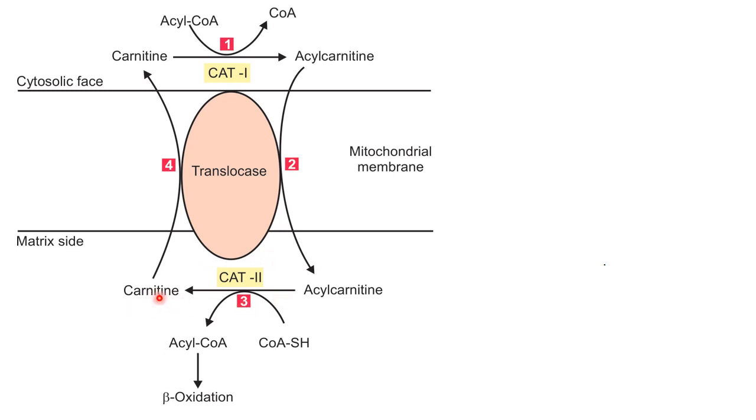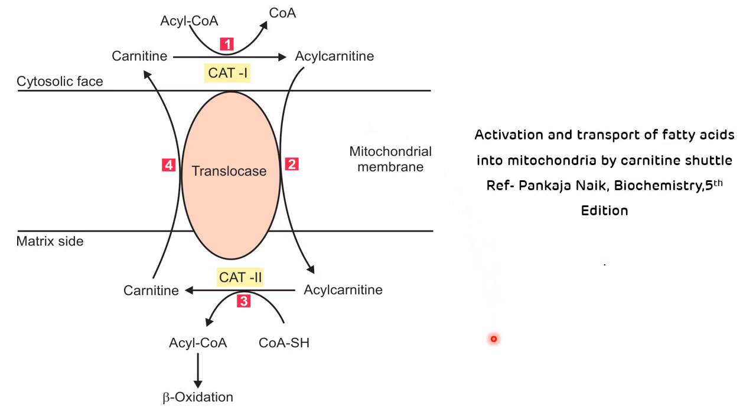Now the carnitine, which is released inside the mitochondria, is again transported to the cytosolic side with the help of the translocase enzyme. So this is how the transport of activated fatty acyl-CoA occurs inside the mitochondria. This carnitine acyl transferase 1 is the rate limiting step for the beta oxidation of fatty acid. Now the fatty acids which contain 14 or more carbons require this transport system because they cannot be transported inside the mitochondria without the help of this carnitine transport system.